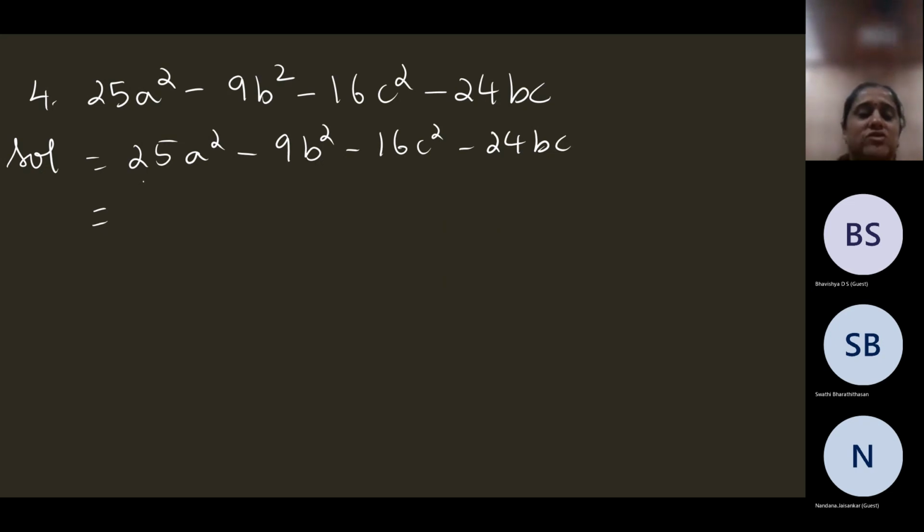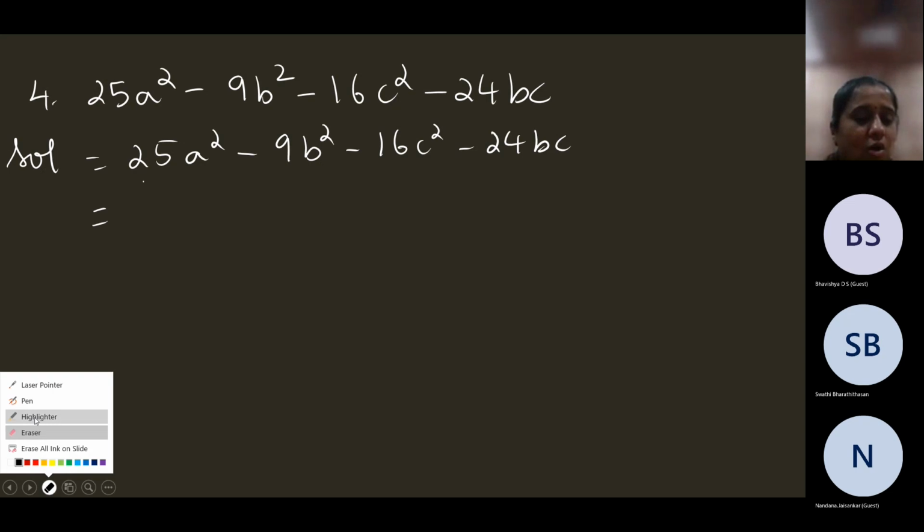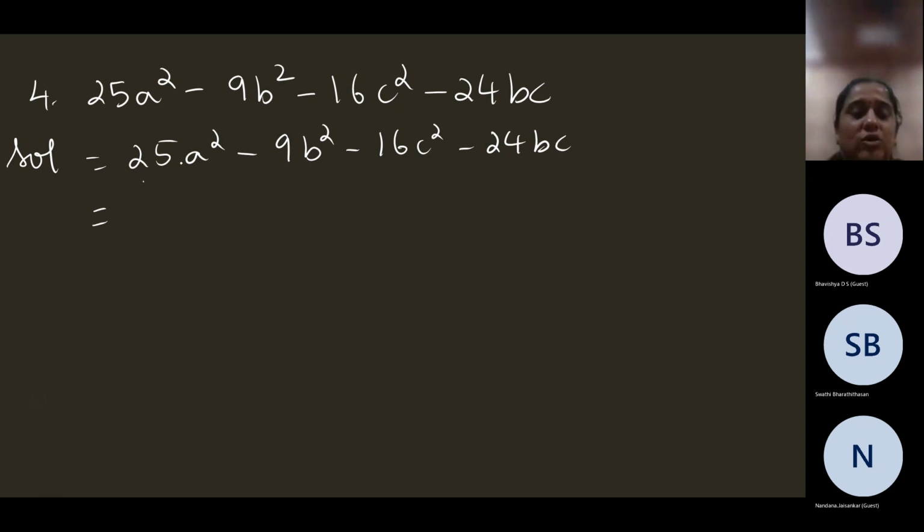Let me check. So children, see here, how many perfect squares are here? You can see 3 perfect squares: 25A square, 9B square, 16C square. And then look at this term, 24BC. That's not a perfect square. But it has B and C in it. That means it comes from B square and C square, this BC it has.